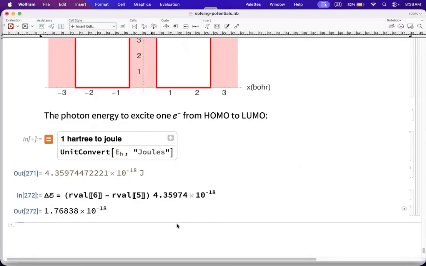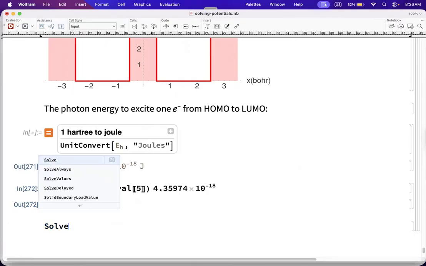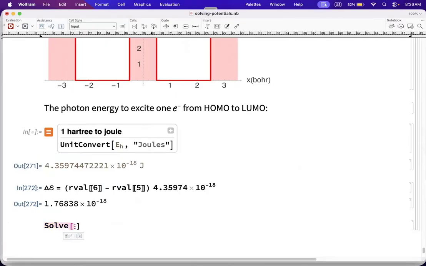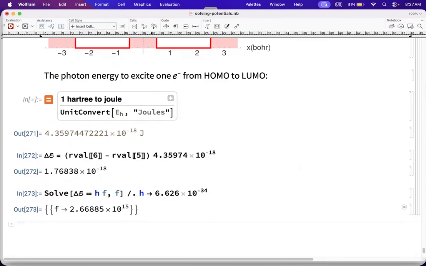So let's compute this. Basically, we have to solve it like this, right? This energy is equal to h times nu, right? So I solve this for f, and here I have to replace h by the value in international units, 6.626 times 10 to the minus 34. So f is 2.66 times 10 to the 15 hertz.